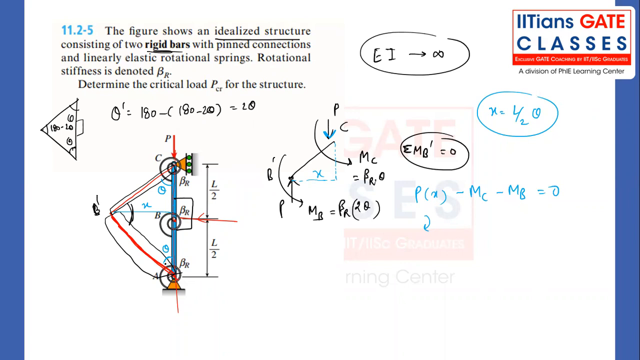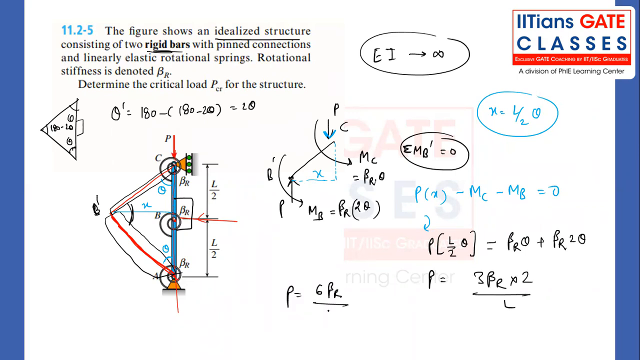That is the tricky thing in this particular numerical. So P into L by 2 into theta is equal to beta r into theta plus beta r into 2 theta. So P will be getting 3 beta r into 2 divided by L. So P will be 6 beta r divided by L. This will be the answer.